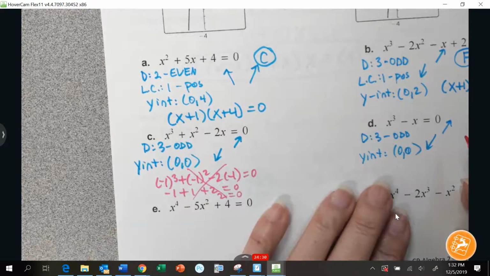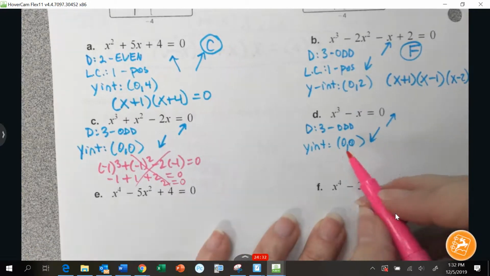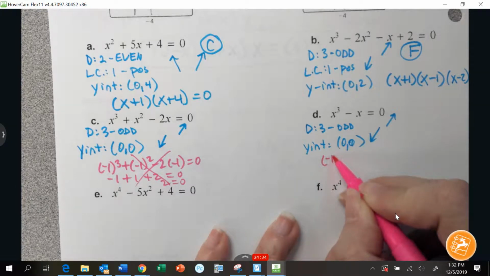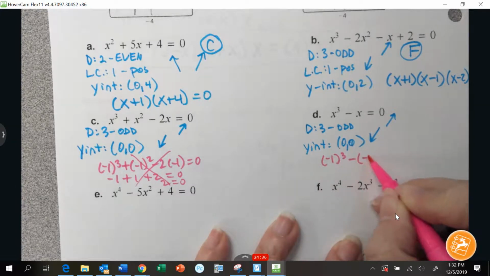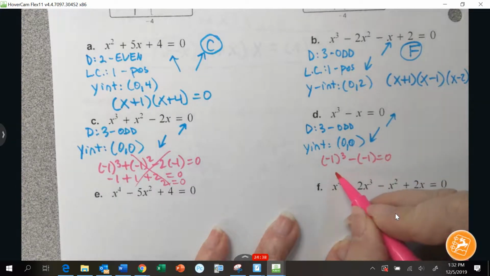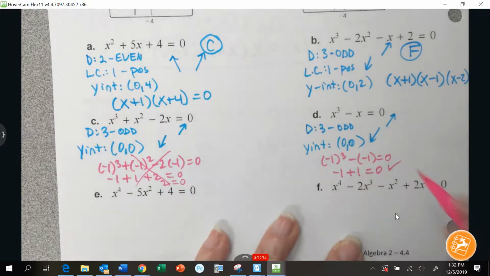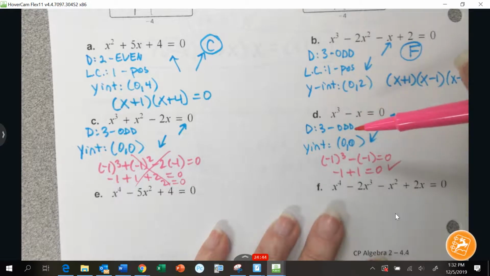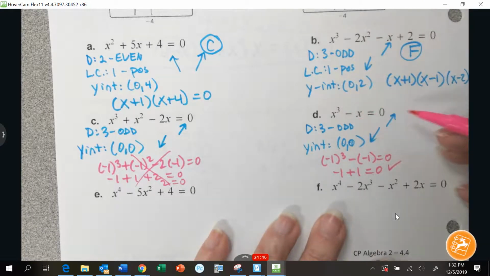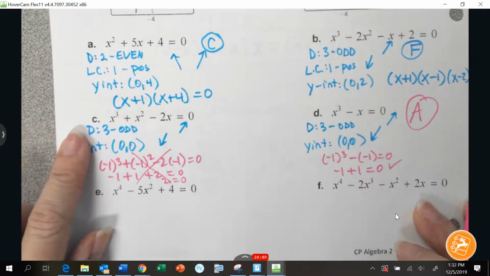Let's test this one just to make sure I didn't make a silly mistake, because I do that sometimes. -1 cubed minus -1, so that would be -1 plus 1. Does that one work? Yes. So that means that D is A, and then C has to be E.